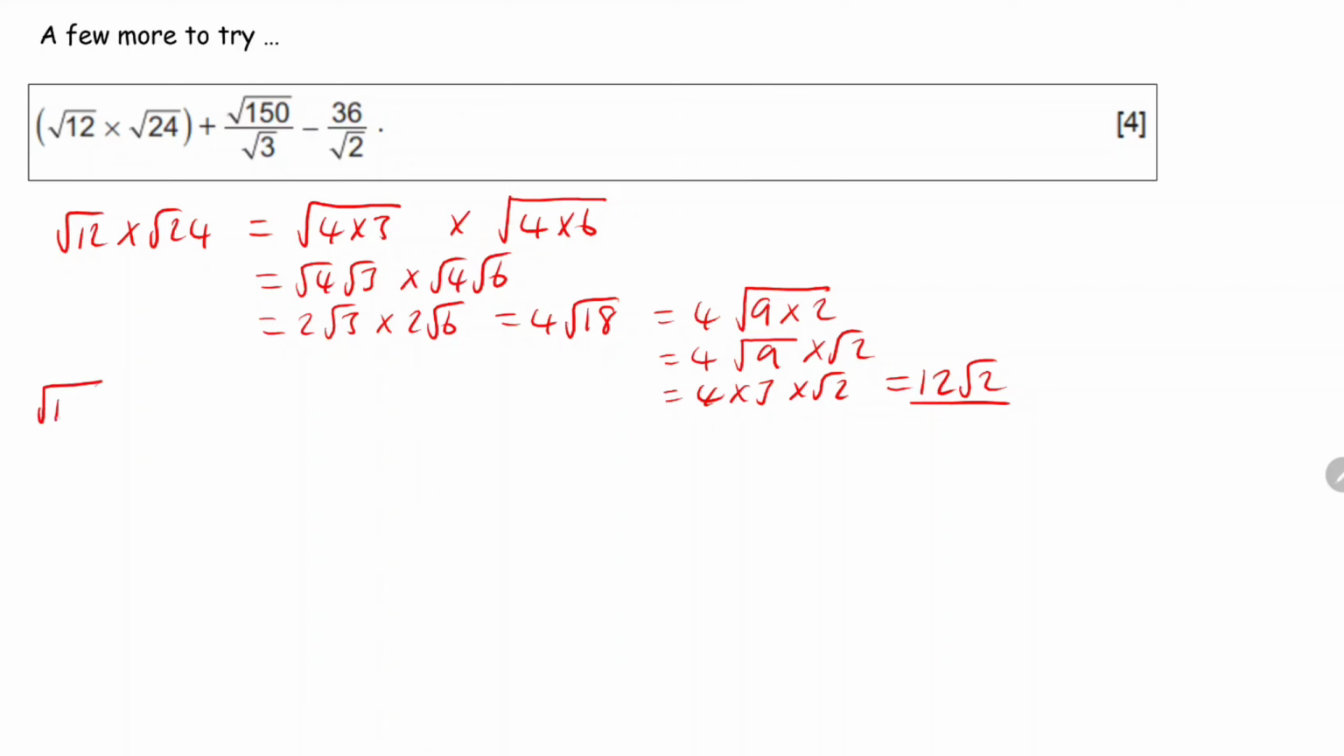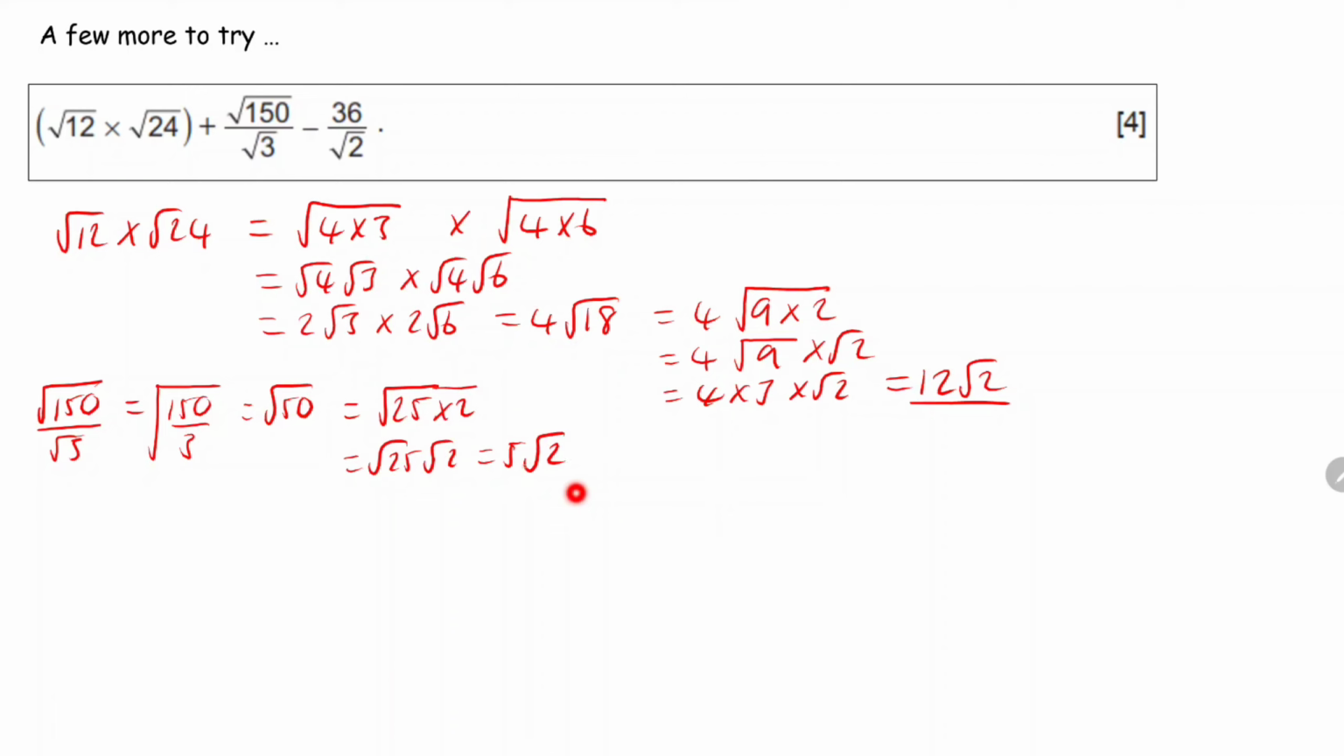Right, the second term, root 150 over root 3. And what we can do here is combine it as one larger surd, which is 150 over 3, which gives you root 50. 150 divided by 3 is 50. This simplifies to 25 times 2, which gives you root 25 times by root 2, which gives you 5 root 2. That's the second term simplified. Much quicker than before.